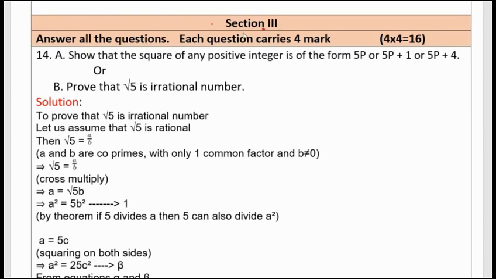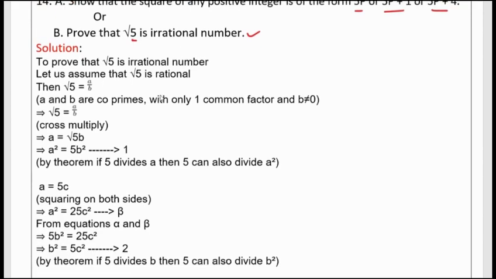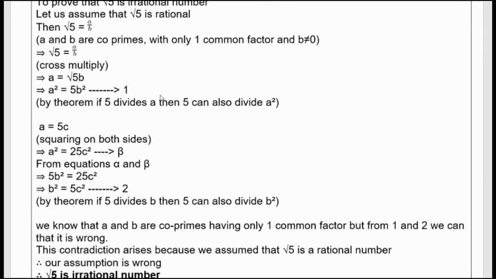Section 3, essay questions. Each question carries 4 marks. You have internal choice. Show that the square of any positive integer is of the form 5p, 5p plus 1 or 5p plus 4. Prove that root 5 is an irrational number. So this is one of the expected problems in the upcoming SA1 exam, students. We'll have a solution for this question. Just go through the procedure.